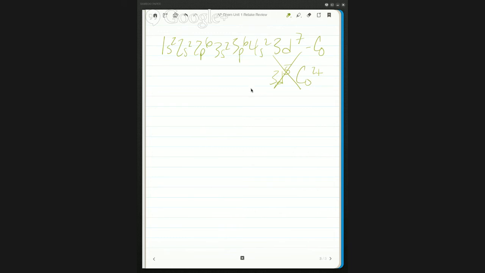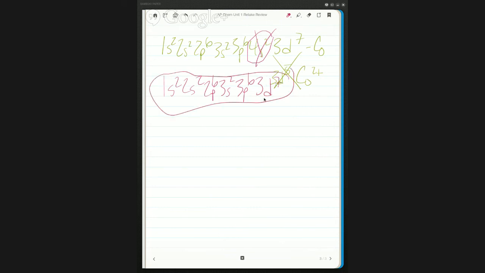When electrons are removed, they're removed from the outermost energy levels. Ionization energy is removing valence electrons. So the s and p are your valence electrons. So you're removing the 4s2, which means that your answer is 1s2, 2s2, 2p6, 3s2, 3p6, 3d7. Sorry about the overlap there, but that is how you would come up with the right answer.